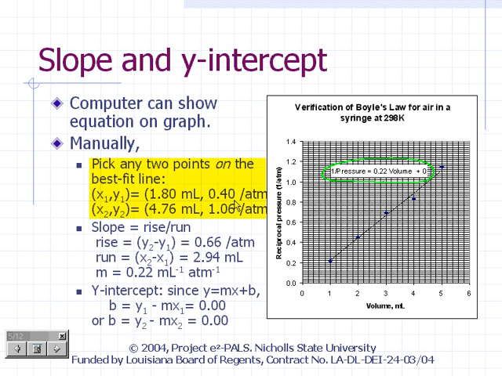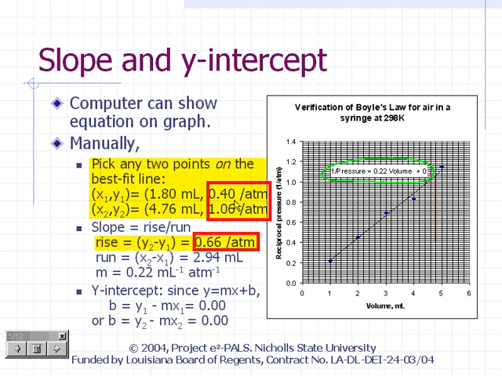If you are manually graphing your data, you can determine the slope by picking any 2 points on the best fit line. In the example shown here, the points chosen are 1.80 milliliters and 0.40 reciprocal atmospheres, and 4.76 milliliters and 1.06 reciprocal atmospheres. Once we have chosen 2 points, we can take the difference in the y values of the 2 points. This is called the rise. In this case, 1.06 minus 0.40 equals 0.66 reciprocal atmospheres.